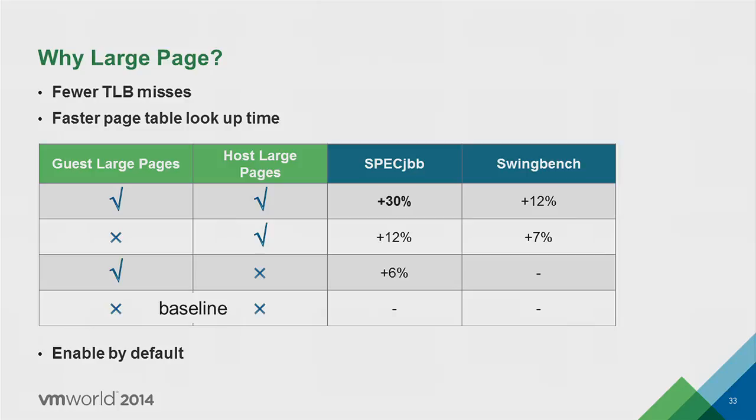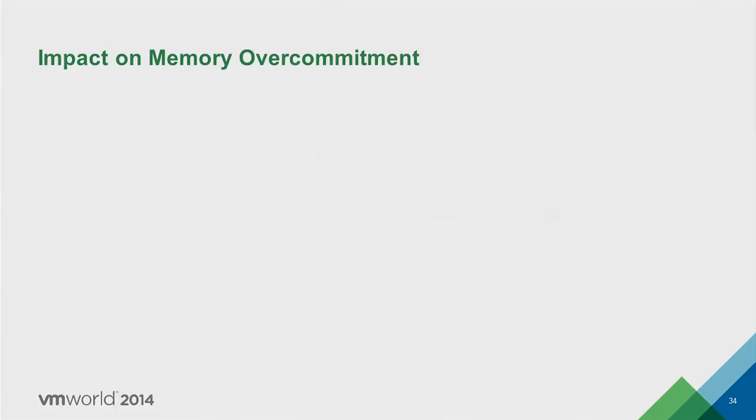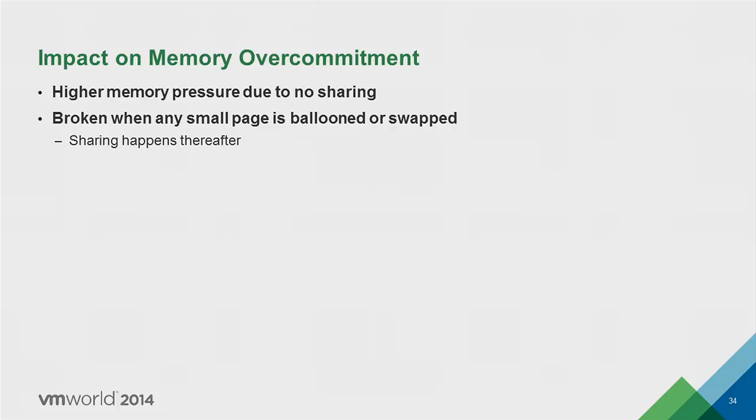Then how do large pages impact memory overcommitment? Clearly, large pages bring higher memory pressure because there is no sharing. Then it is easier for ESX to trigger memory reclamation using ballooning or swapping. However, a large page may be broken when any of the small pages within the large page is ballooned or swapped. Then page sharing can happen thereafter.